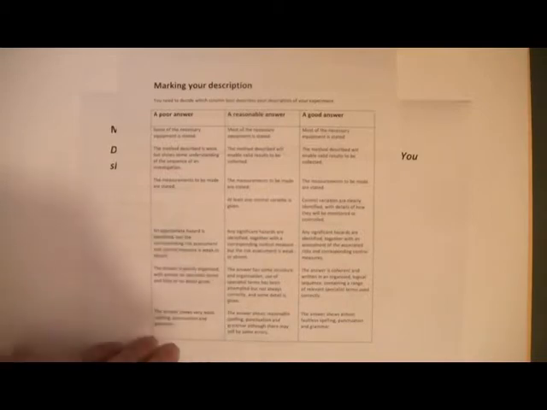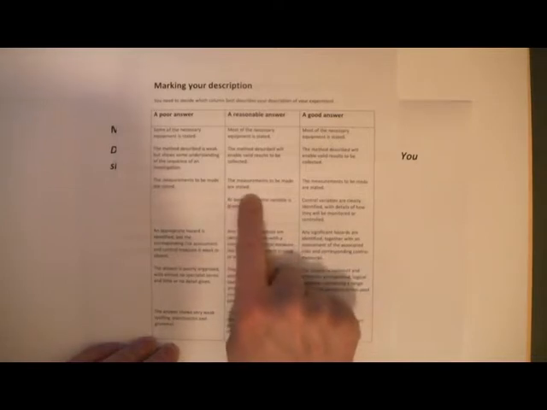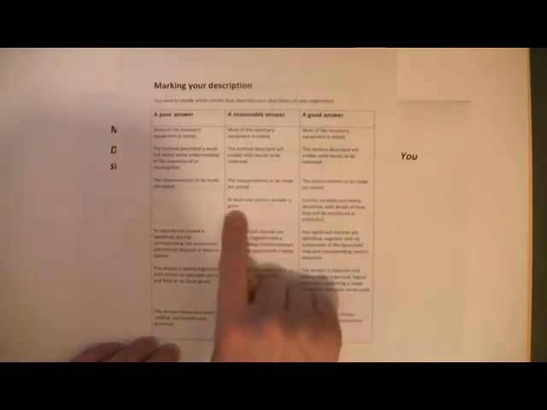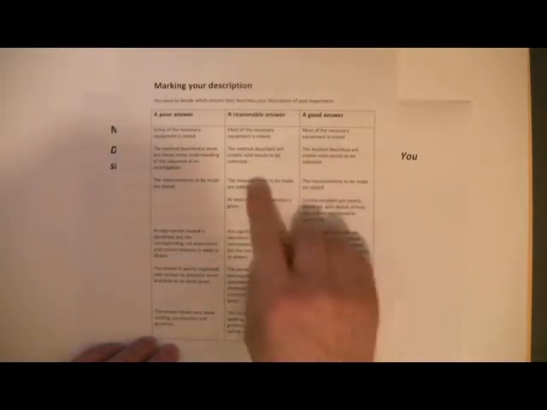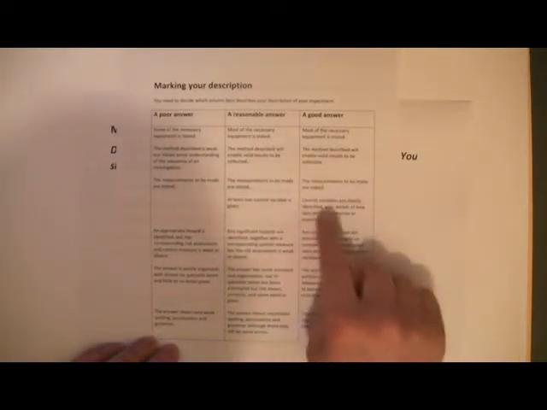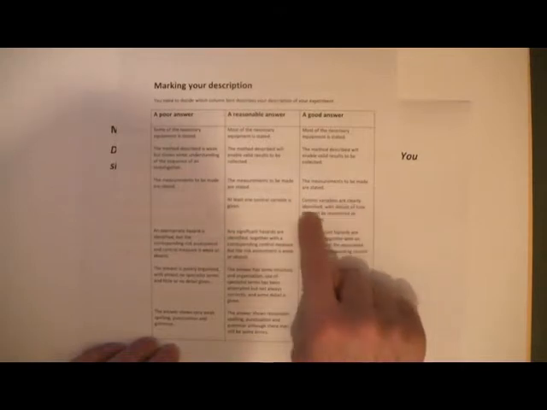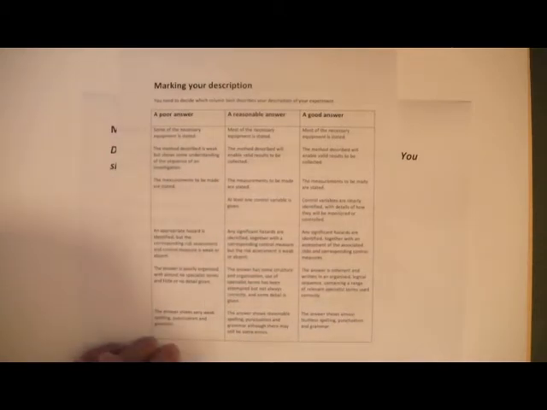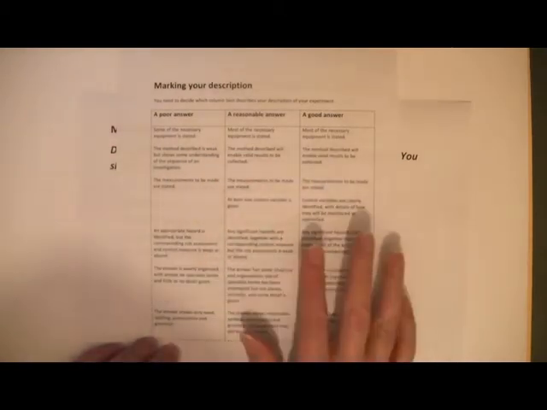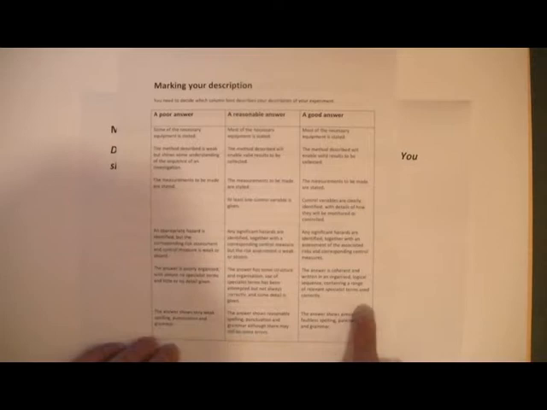So if you look in here, you've got some more information about what you need to write about in your answer. So there's things like here, the measurements to be made are stated. Here we've got at least one control variable is given, whereas here, to get from a reasonable answer to a good answer, we've got control variables are clearly identified with details of how they will be monitored or controlled. So we can see the difference there in the content, but also it's concerned with the quality of your writing.